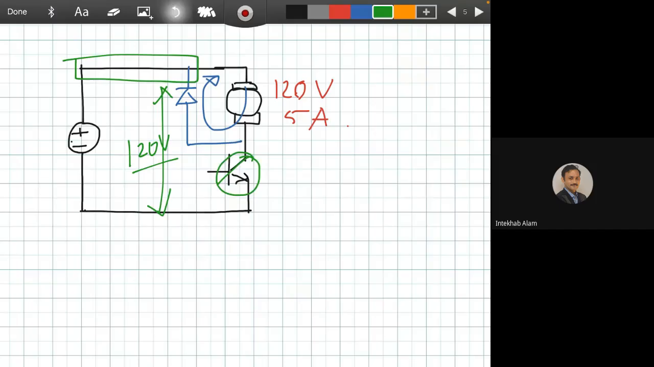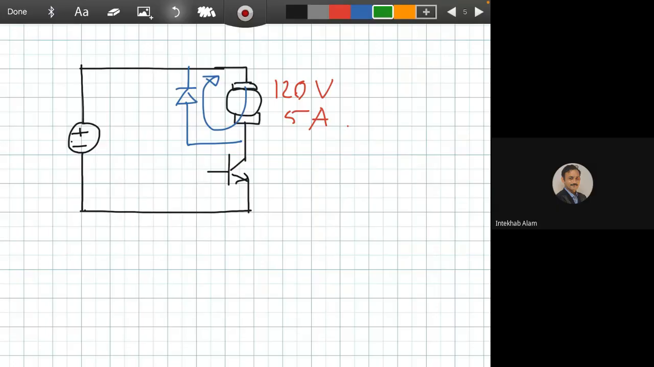Now we'll go for the current rating. What is the current rating of this diode? Mohsina Tahsin, Mushira Khatun, Sadia Sharmin, Shajal Kumar Ghosh, do you have any idea? Sir, 5 to 10 ampere. Good, at least 5 ampere is good. So the rating of this diode is 120 volt and 5 ampere at least.